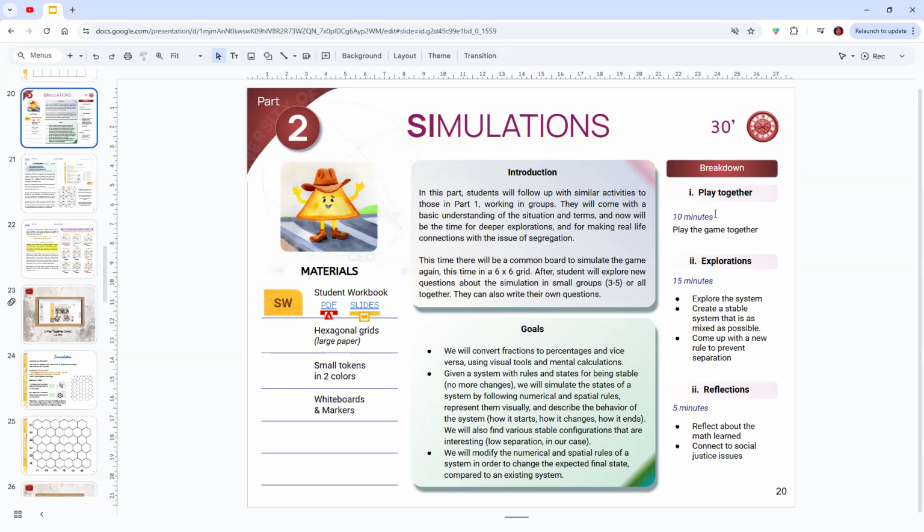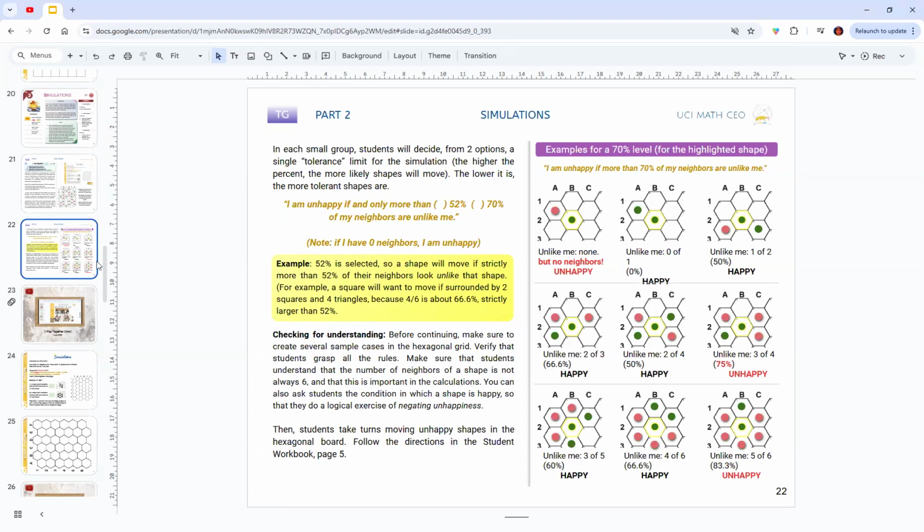Both play together and explorations, actually, in which students need to understand how we move if we are unhappy, right? If a shape is unhappy. So here are the rules. I am unhappy if and only if more than 52% or 70% of my neighbors are unlike me, so a different shape. And if I have 0 neighbors, I am just unhappy. We'll have this as a rule so that we try to not have isolated shapes.